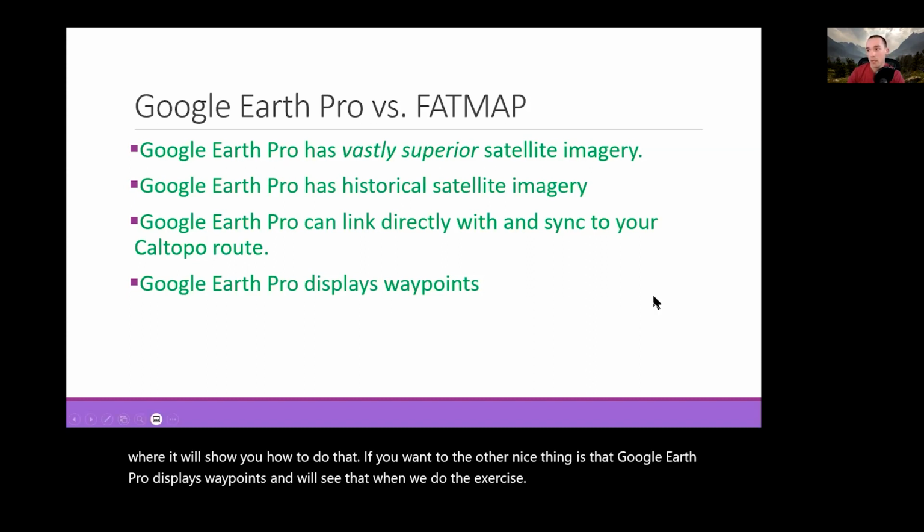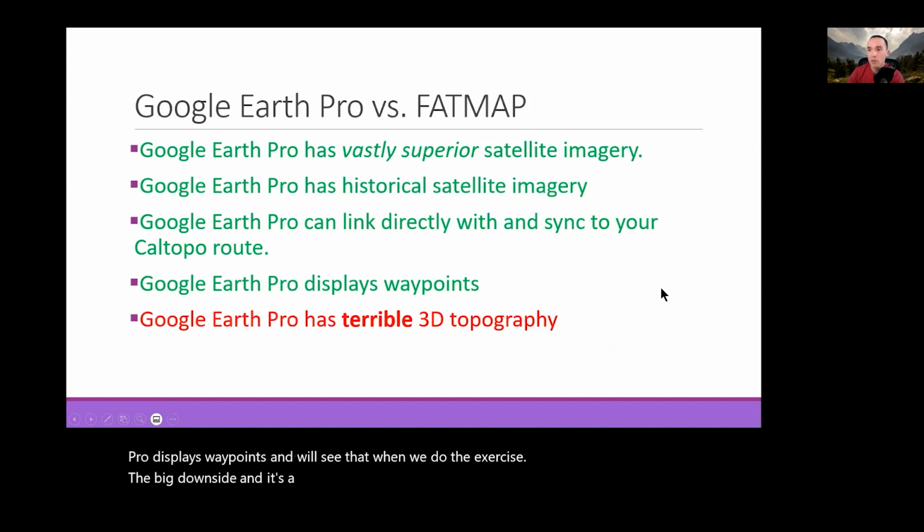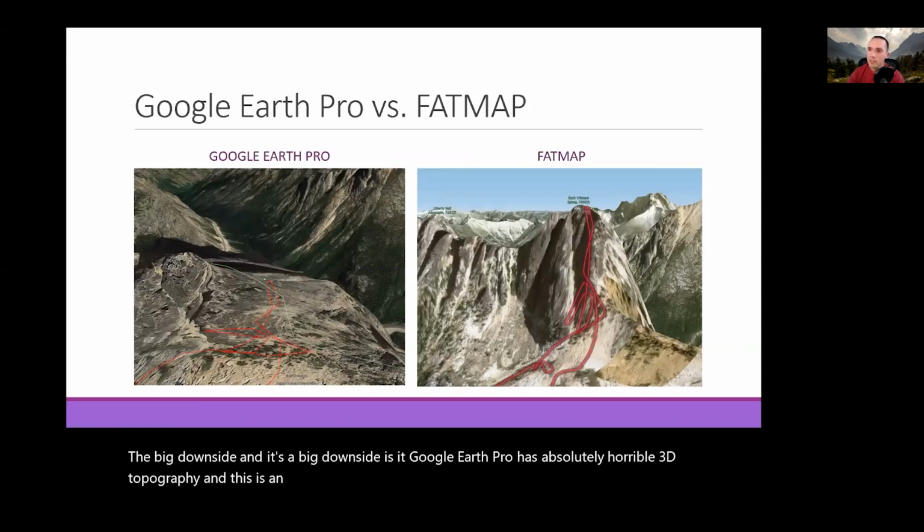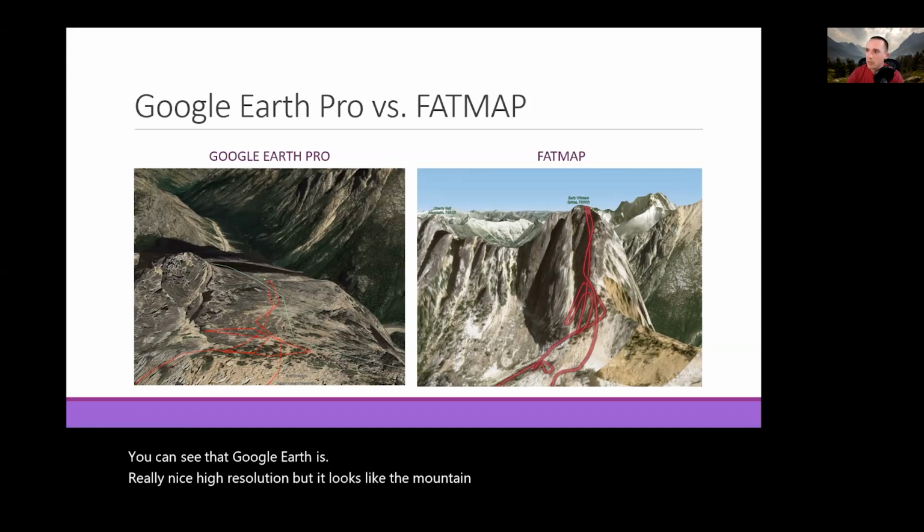The big downside, and it's a big downside, is that Google Earth Pro has absolutely horrible 3D topography. This is an example. This is South Early Winter Spire as seen in Google Earth Pro on the left and FatMap on the right. You can see that Google Earth is really nice high resolution, but it looks like the mountain is a football field, which is unfortunate.